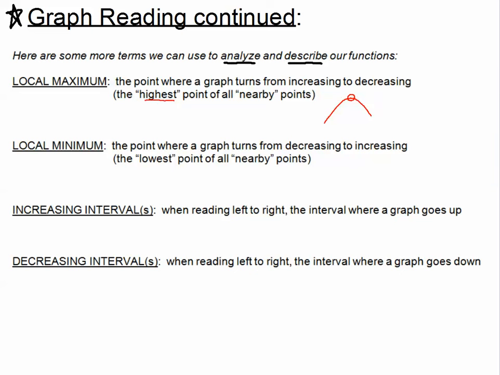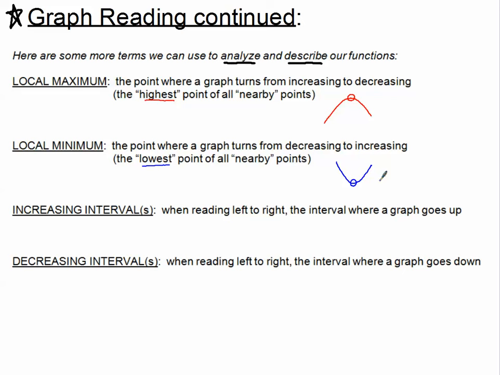A local minimum, again, minimum being the singular, minima being the plural, is the point where a graph turns from decreasing to increasing, or rather the lowest point of all nearby points. So if we go from decreasing to increasing, then we would have a minimum, a local minimum.